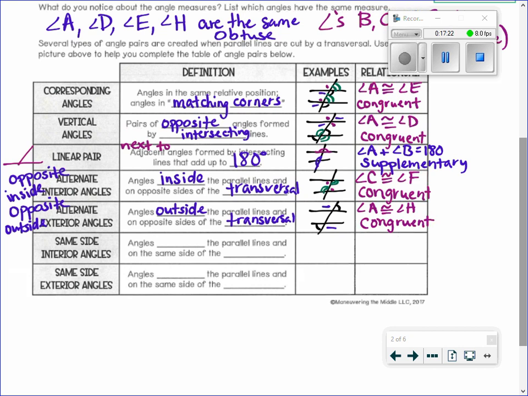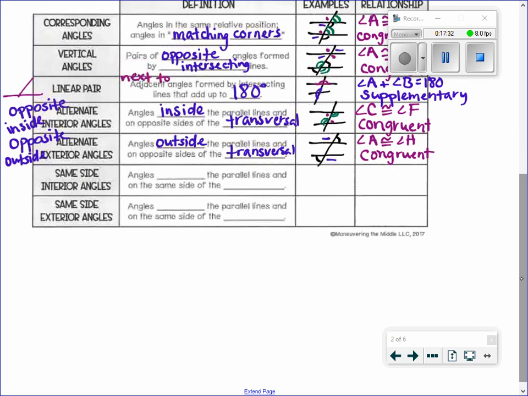Alright, we have two more vocabulary words. I know so much vocabulary today, but if you understand each little piece and what it means, it's going to be a lot easier to understand what it is. Same side interior. We know interior means inside. Same side, they're going to be on the same side of the transversal. So it's angles inside the parallel lines and on the same side of the transversal.